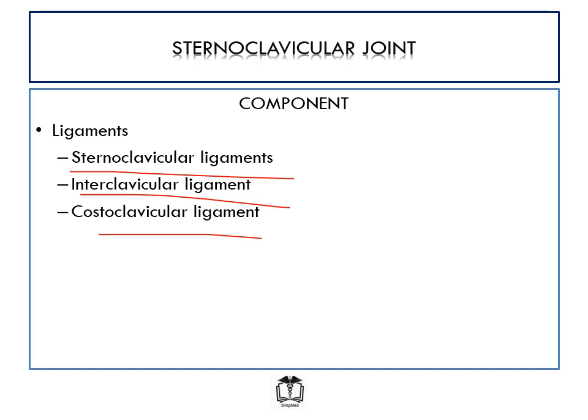The sternoclavicular ligament, for example, helps in reinforcing the anterior and posterior part of the joint. So they strengthen the anterior and posterior part of the sternoclavicular joint. The interclavicular ligaments tend to strengthen the joint superiorly, and then finally, the costoclavicular ligaments tend to limit elevation of the entire pectoral girdle at that joint.